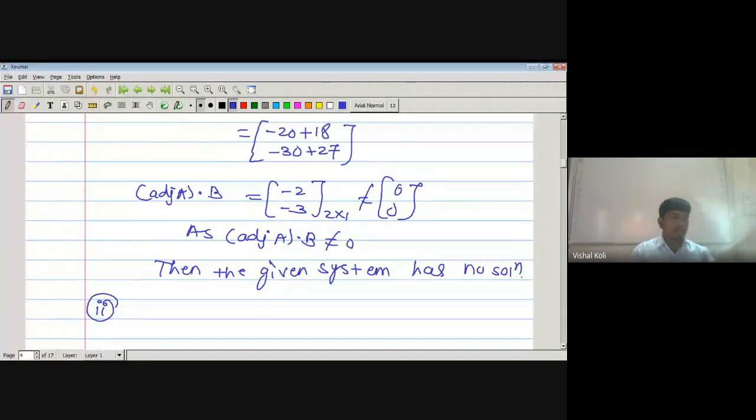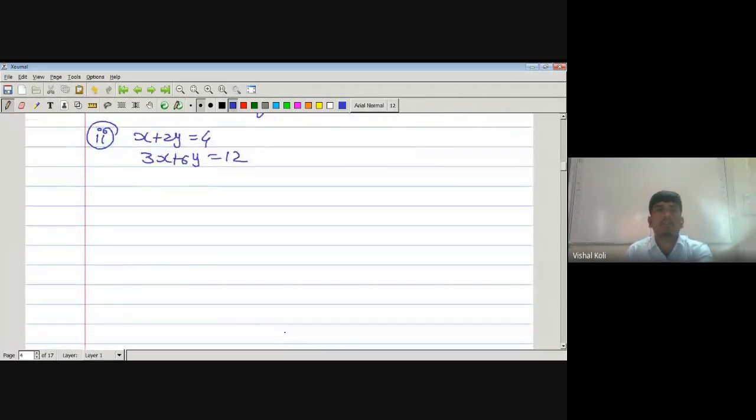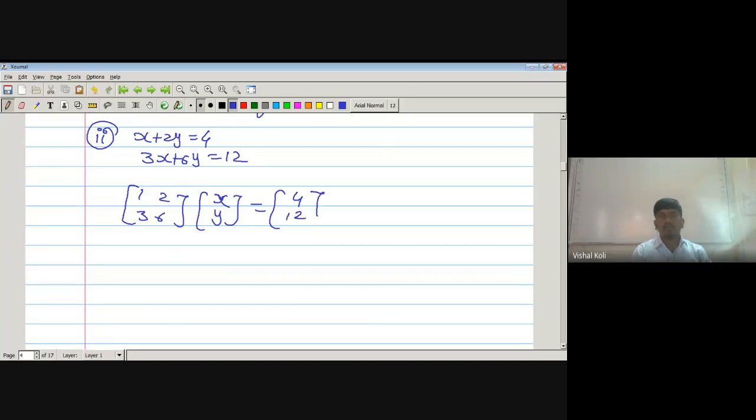In that, the system of equations is x plus 2y equal to 4, 3x plus 6y equal to 12. So this is a system of given linear equations with two unknowns, and it can be written in matrix form as Ax equal to B. A is 1 2 3 6, x is x and y, and B is 4 12. So this is matrix A, this one is x and this one is B.